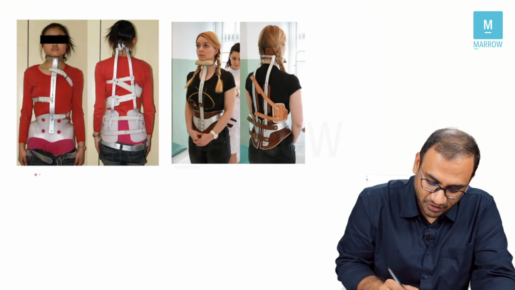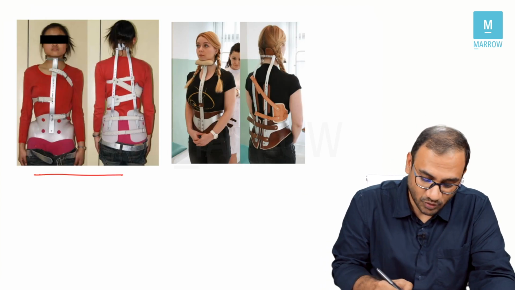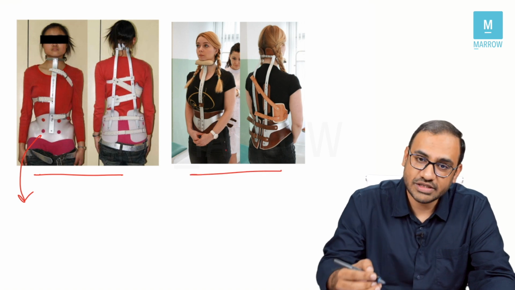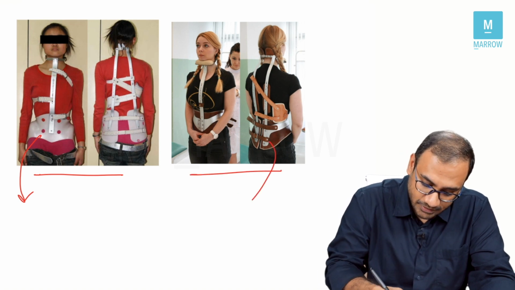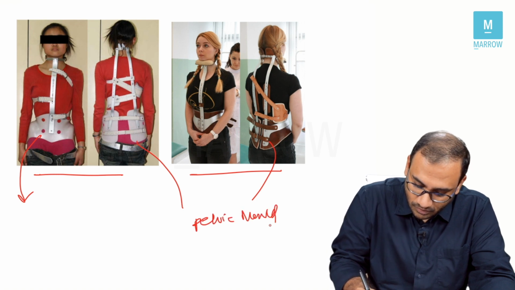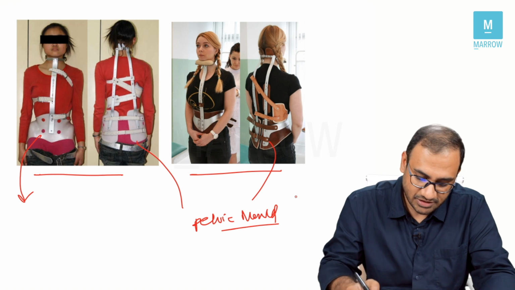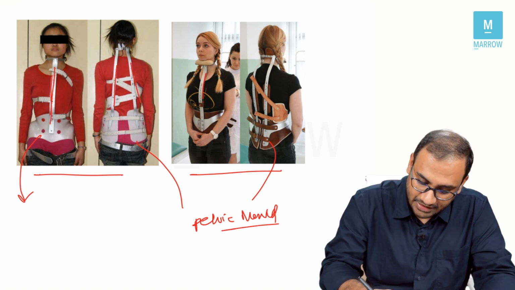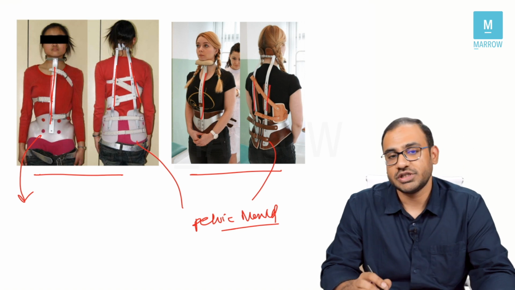So this in front of you is a Milwaukee brace. What does it have? Both of these are your Milwaukee brace. It has a pelvic mold. It sits on your pelvis. It has an anterior bar and 2 posterior bars. Anterior 1 bar and there are 2 posterior bars.